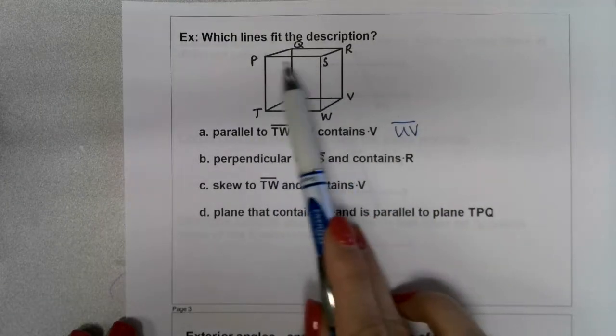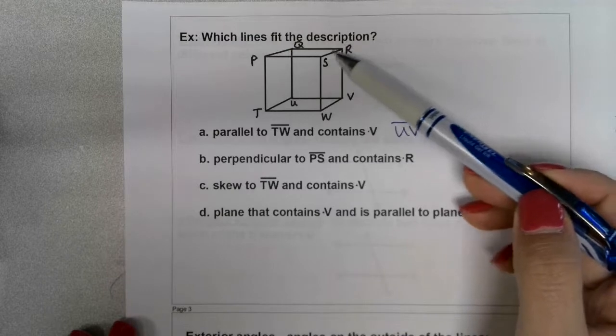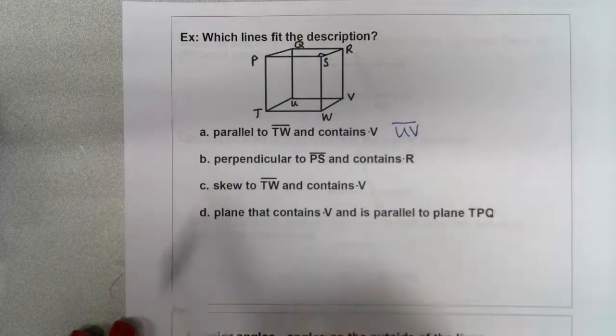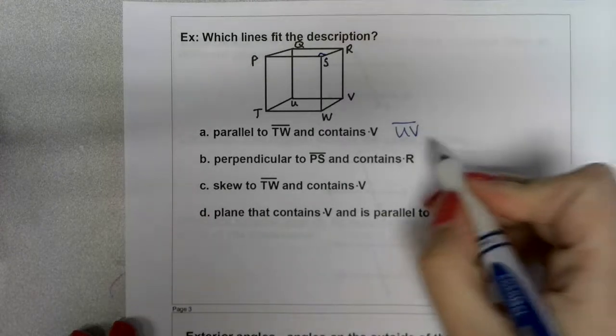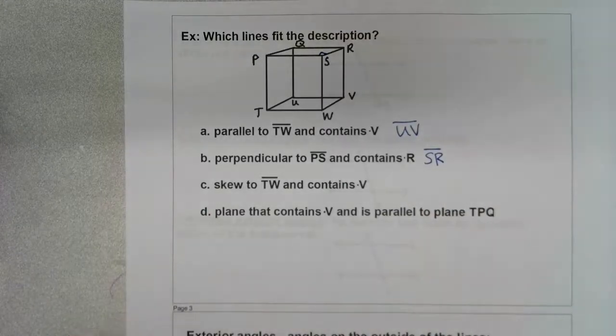So PS and containing R, that would be this segment back here. That would form that 90-degree angle in that top corner of the plane. Okay, so we would say that SR is perpendicular to PS.